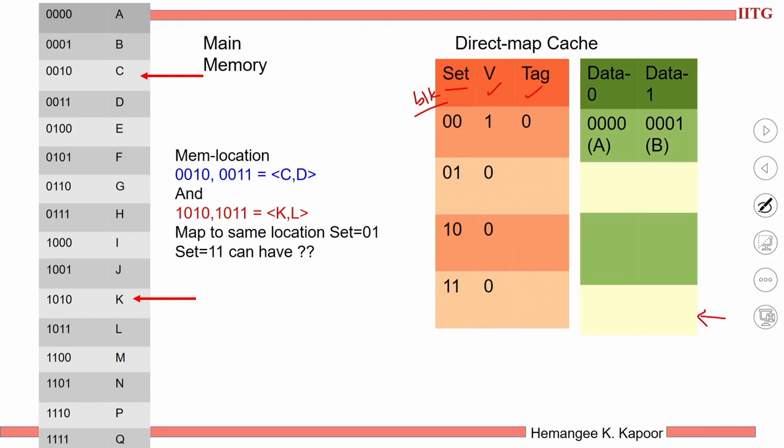Initially, we loaded the address all zeros. Once I load this, because the cache has 2 bytes of information, it is going to bring B also along with it. So even if I read A, it comes with B. So 2 bytes get brought in at the same time. Address 0000 and 0001 both come in.